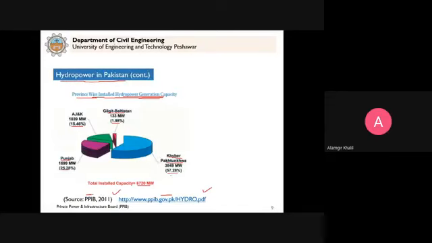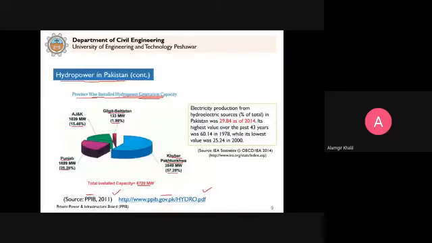Now, as per this report here, electricity production from hydroelectric sources, as a percentage of total in Pakistan, was 29.84% as of 2014. This is according to this source. Around just 30% of the total was from hydroelectric sources as of 2014. Its highest value over the past 43 years was 60% in 1978.